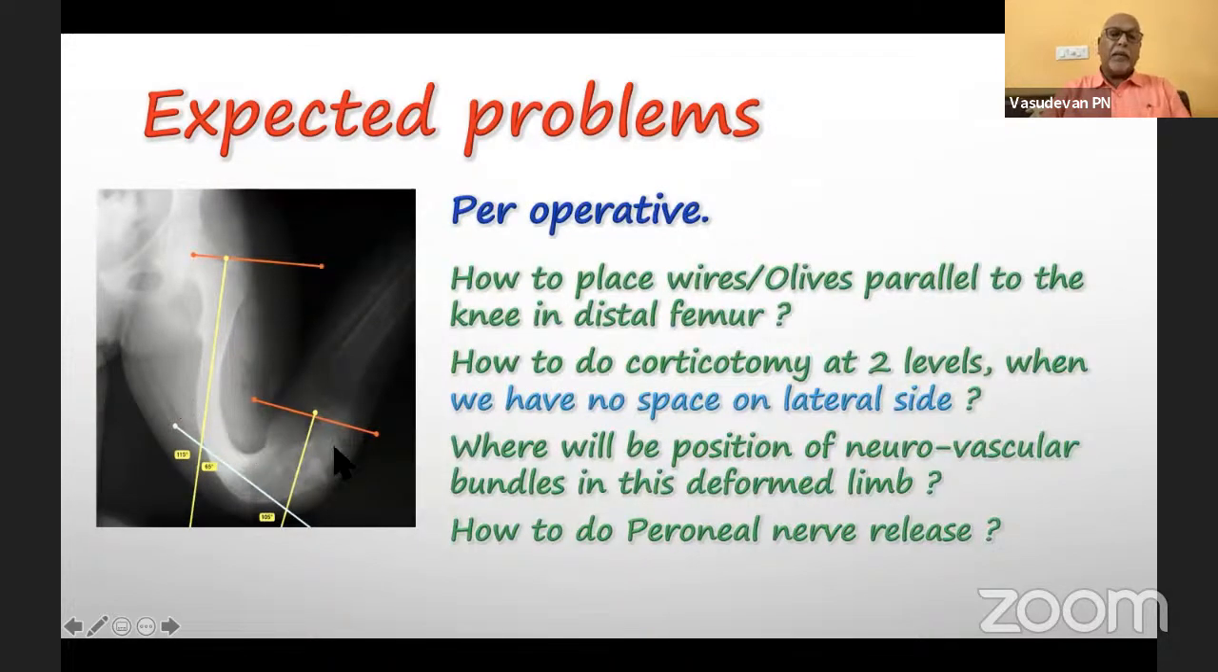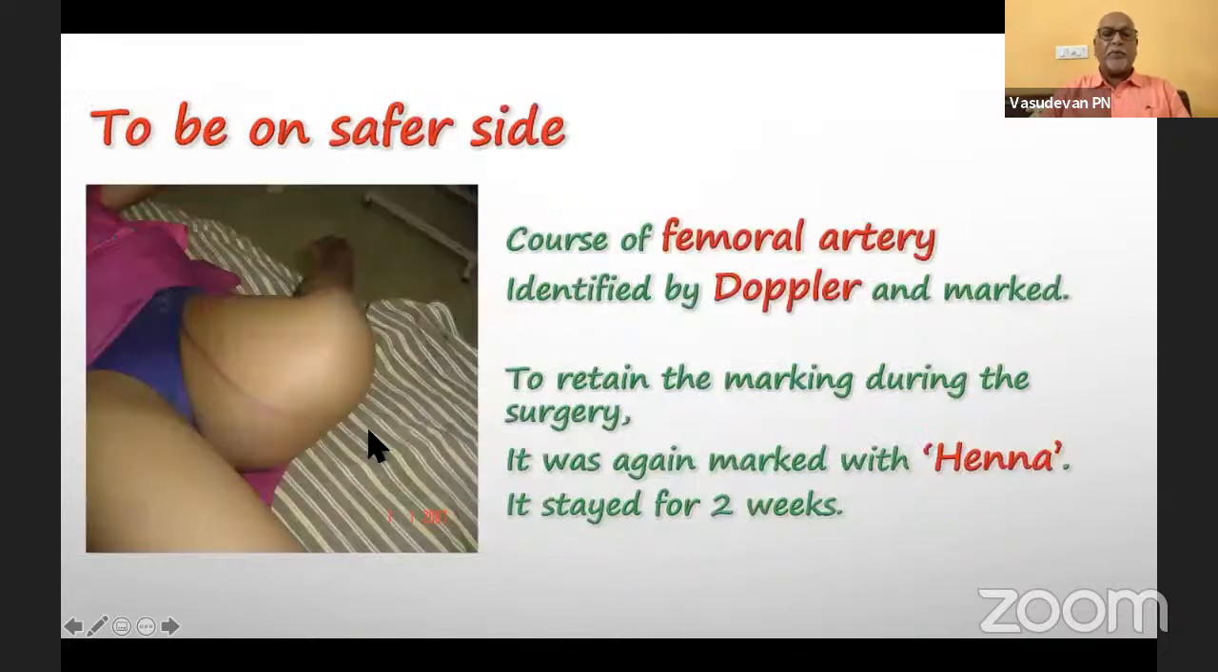And how to place the reference wire in the femur. You cannot put a reference wire. And how to do the osteotomy from the medial side, not from the lateral side. Commonly we do osteotomy from the lateral side. Here I have to do the osteotomy from the medial side, and almost all pins have to be on the medial side. So all these were the problems.